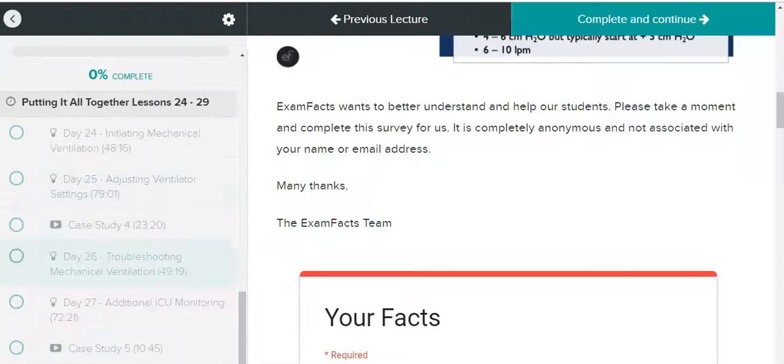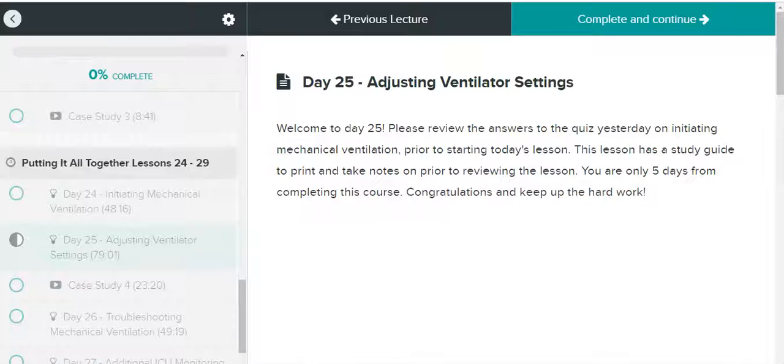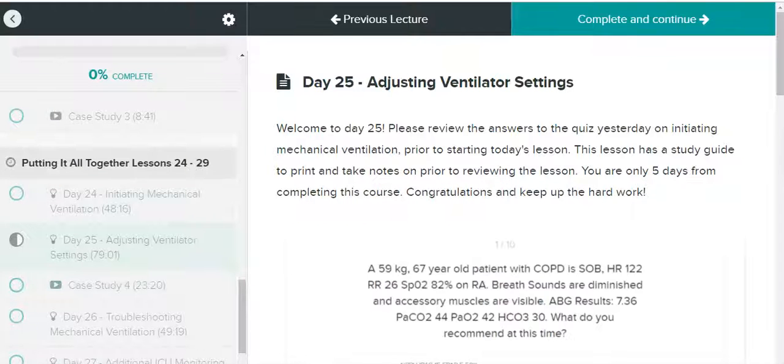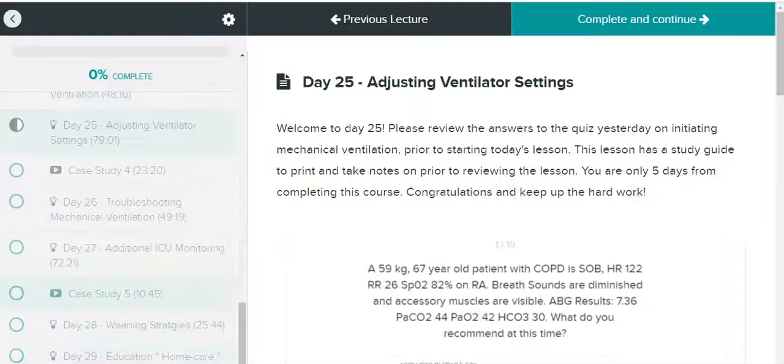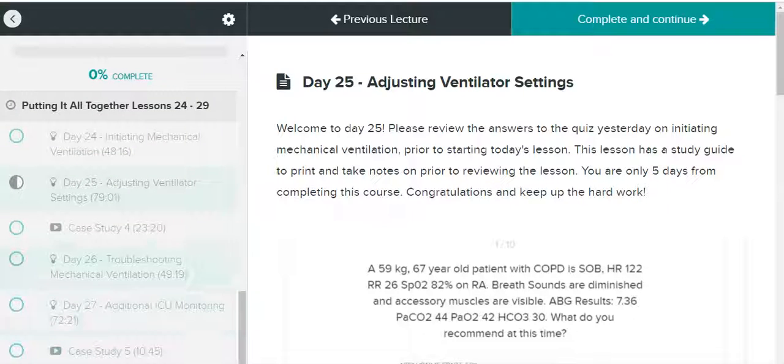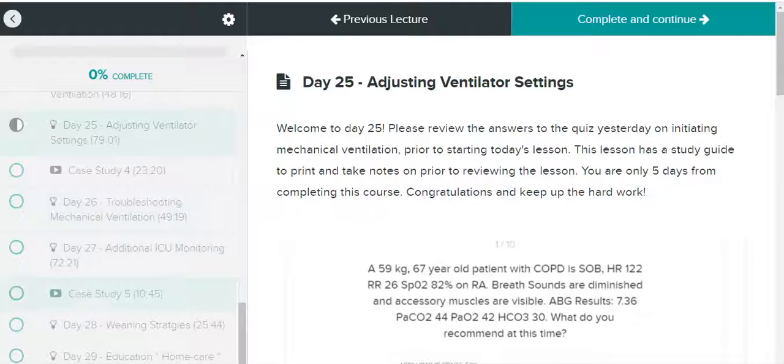All right, and then we move into that final section, which is putting it all together, but what it basically is mechanical ventilation with a couple of extra things in it. So we have initiating, adjusting, troubleshooting.